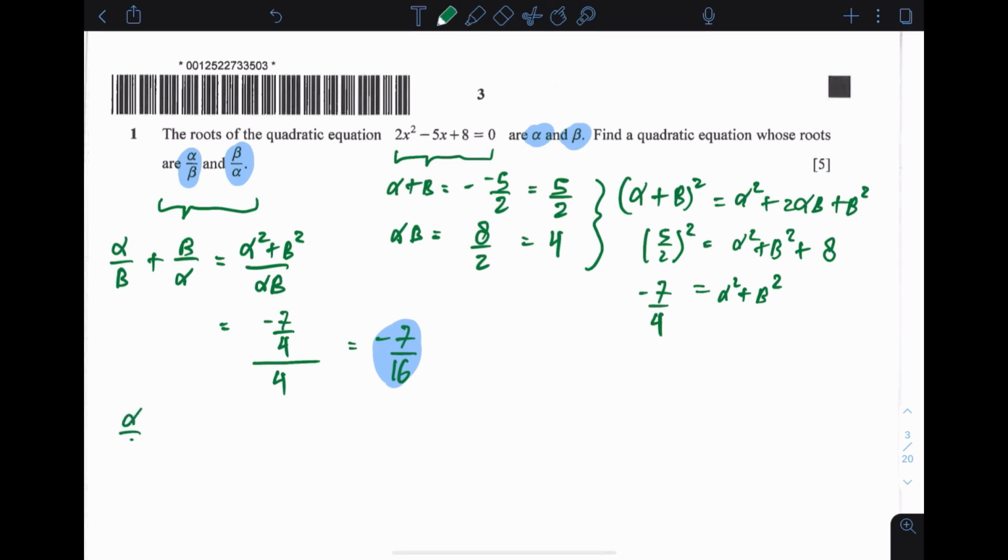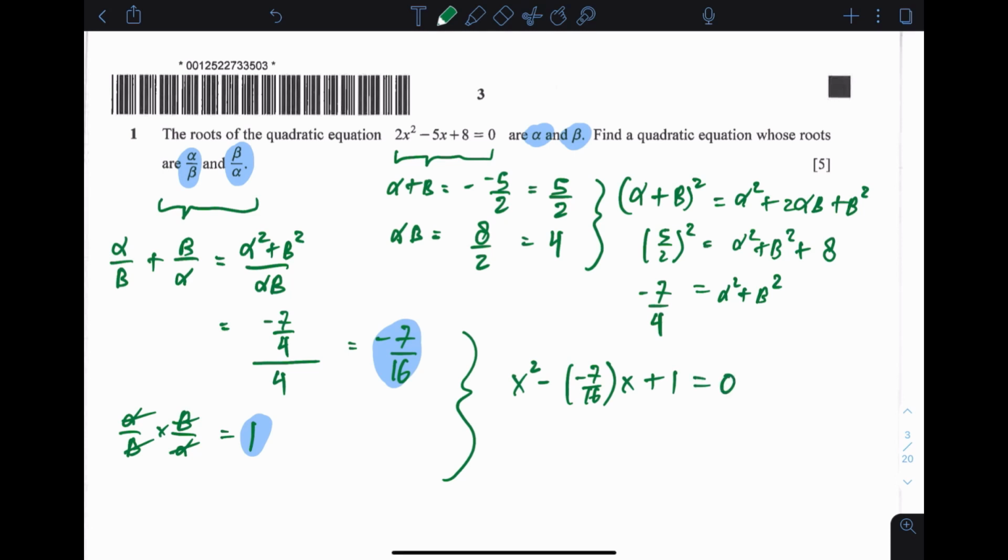Next is the product, alpha over beta multiplied by beta over alpha. Interestingly, this will cancel together when you multiply them, resulting in 1. Hence, I'll just take this number 1. Quite simple. Hence, to get the equation, I just need to take x squared minus the summation multiplied by x plus the product equals 0. We like to leave everything in terms of integers, whole numbers, so let's multiply everything by 16, giving us 16x squared plus 7x plus 16 equals 0.